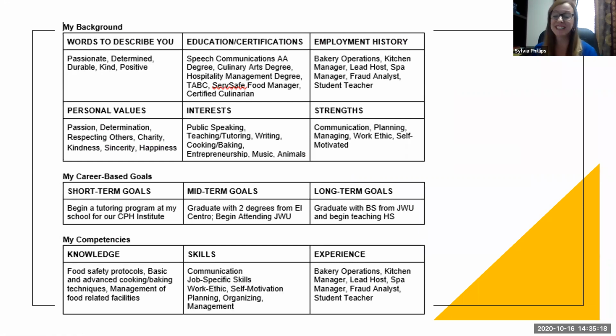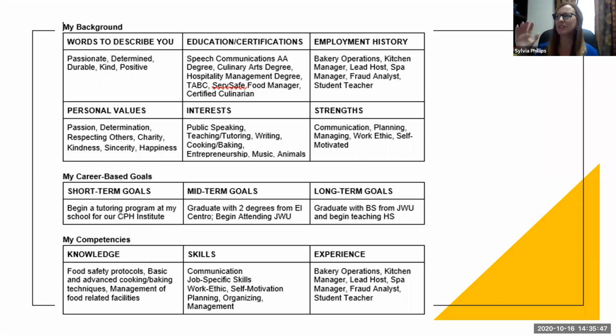Sometimes when you see a worksheet like this, you think, okay, I can't quite wrap my head around what it would look like in actuality. So I wanted to share with you an example that one of our students submitted. So in this example, this student has listed, you can see there, their interests. They like public speaking, they like writing, they like teaching. They believe that their strengths are around communication, and that they are self-motivated.